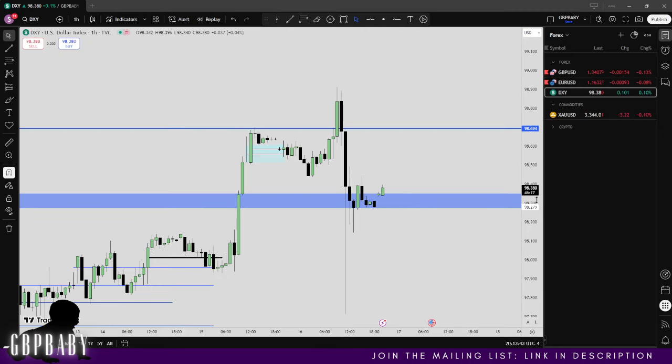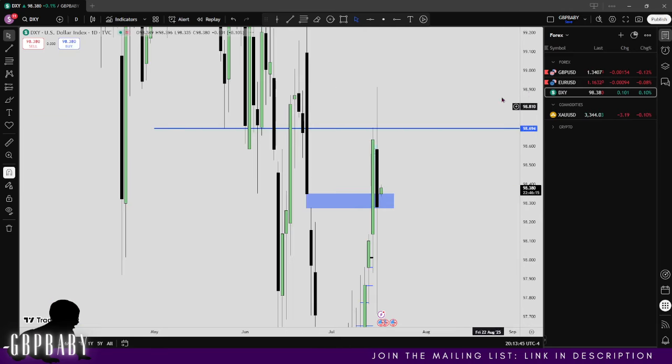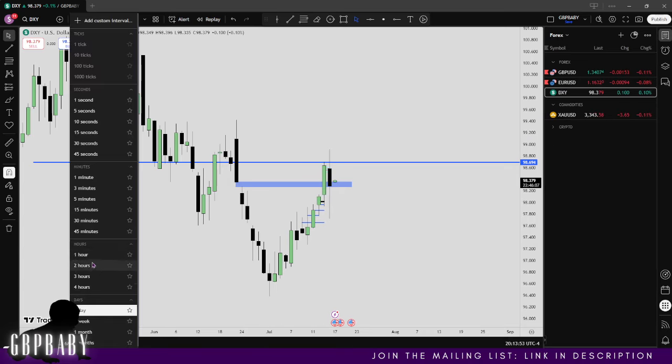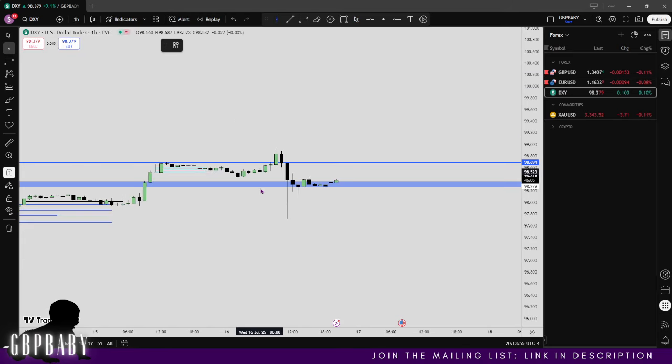I am going to get the daily dividers up. In fact, let's look at the daily first. Yeah, pretty classic in terms of the nonsense that CPI tends to give us, but let's go back now to the hourly. I'm going to quickly put the daily dividers up.